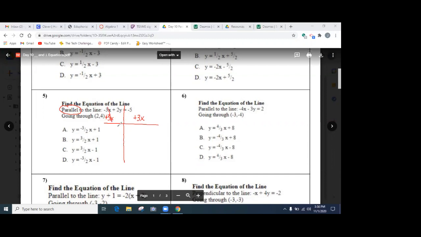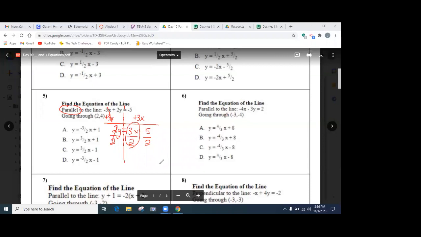So that'll cancel that out, and we get a positive 2y is equal to, and we never, ever, ever combine these, so we get 3x minus 5. All right, then the second step is always to divide by the number in front of y. So we're dividing by the number in front of y. All right, and then my slope here is going to be 3 over 2.